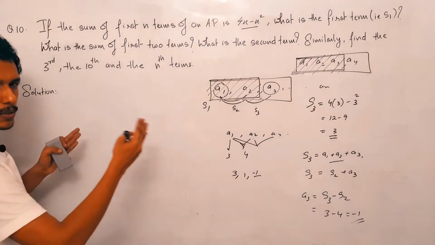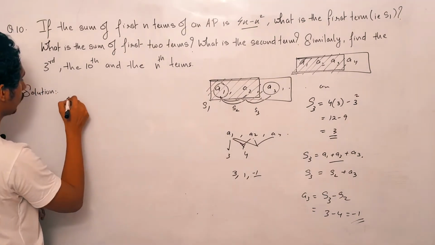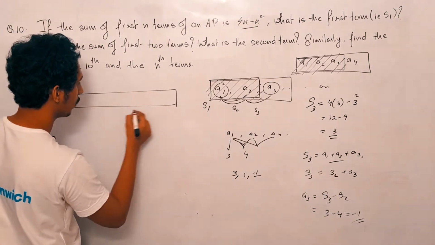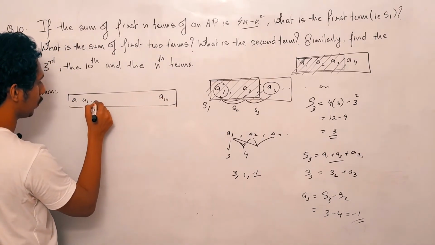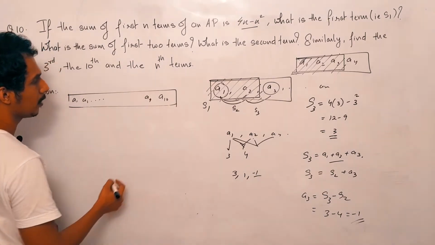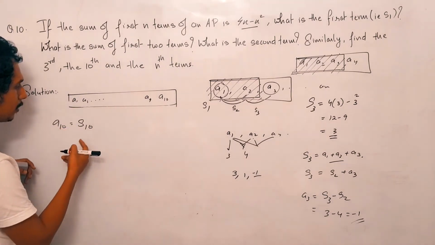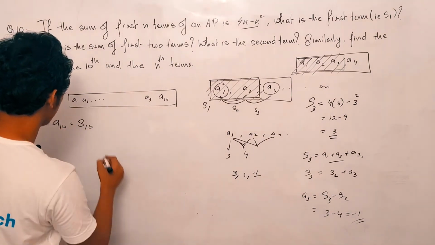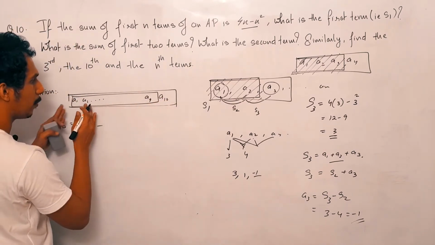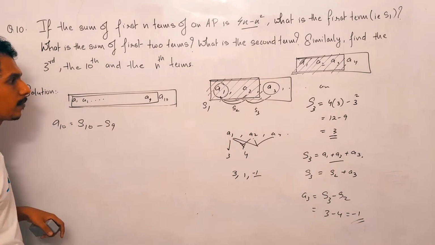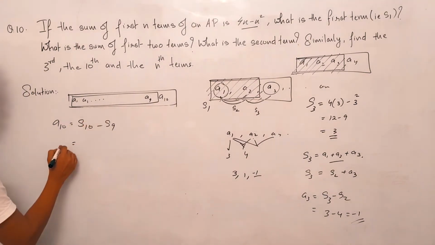You can just pause for a minute and write everything. They're asking for the 10th term. So how do you find the 10th term? Add all the 10 terms. There are 10 terms here, A1, A2, etc., up to A10. Add all the 10 terms, that is S10. A10 is equal to S10 minus, what do you subtract? You take out the sum of 9 terms, so S9. Understood?